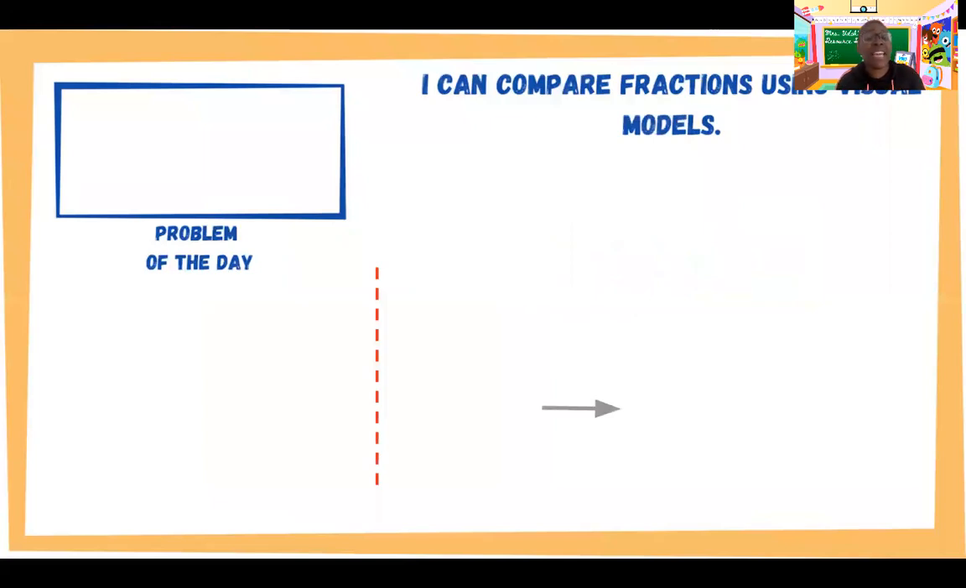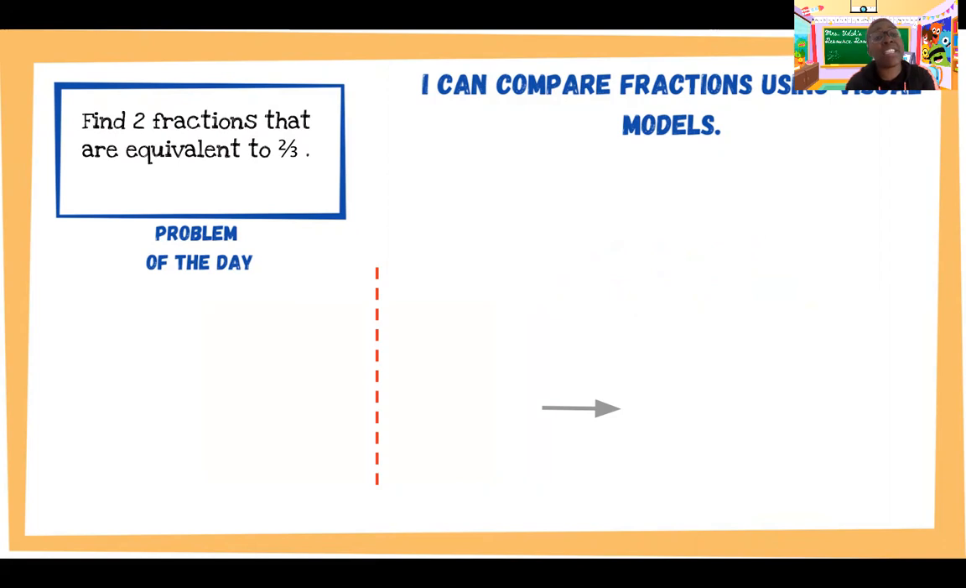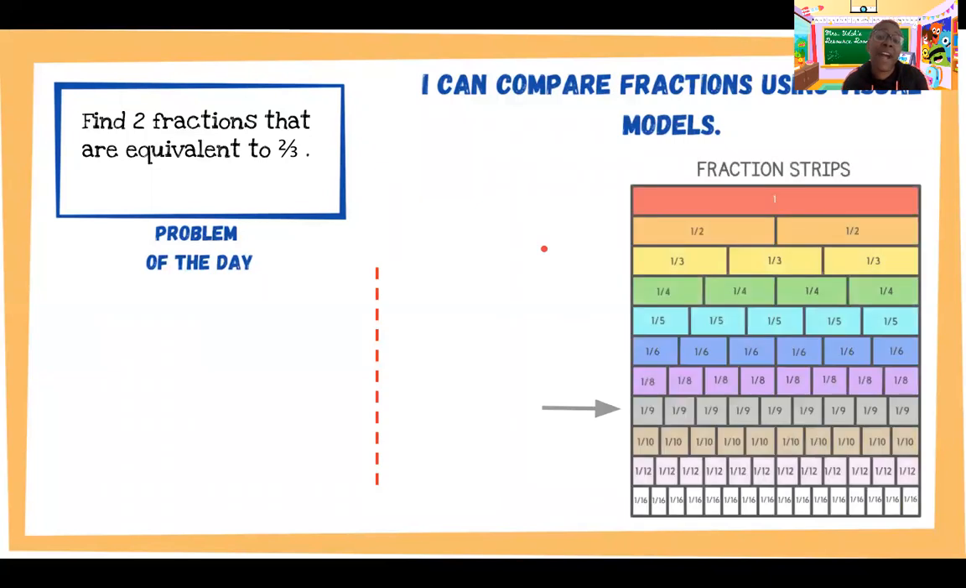All right, middles, it's your turn. We are working with comparing fractions using visual models. Our problem says find two fractions that are equivalent to 2/3. We're going to do that by looking at our fraction strips. Remember, our fraction strips compare each fraction to the whole, and all of our fractions have a different denominator. So again, we are looking for two fractions that are equivalent to 2/3.